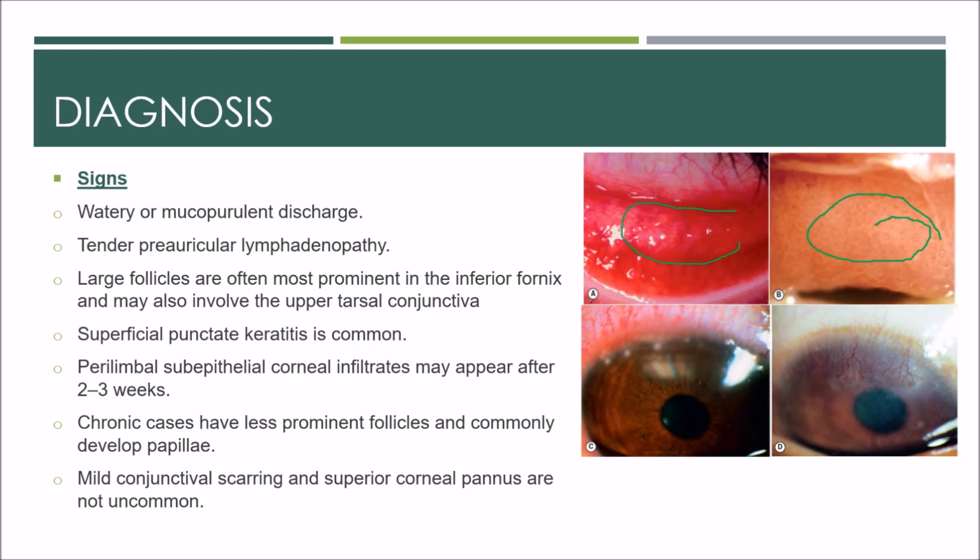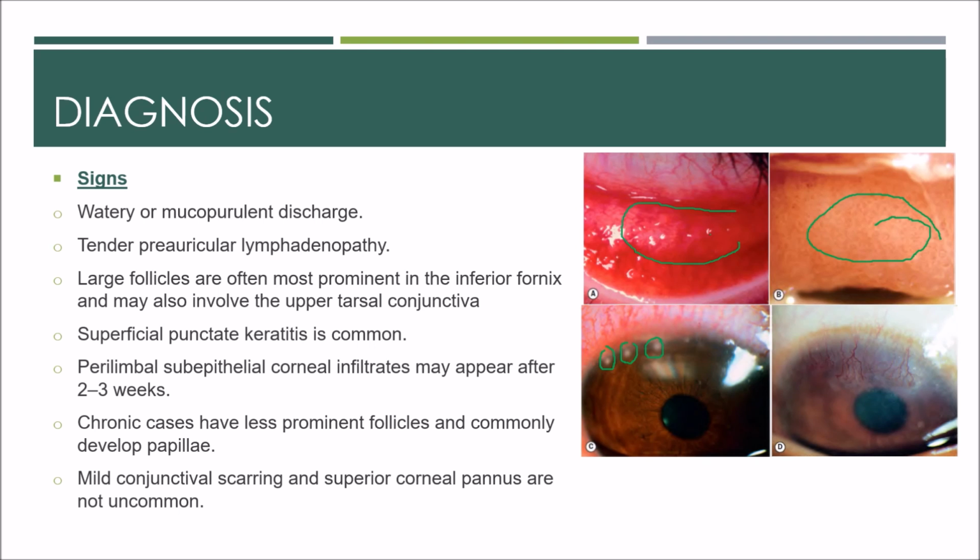Superficial punctate keratitis is common. There can be perilimbal subepithelial corneal infiltrates. We can see here perilimbal infiltrates, and they may appear after 2 to 3 weeks.